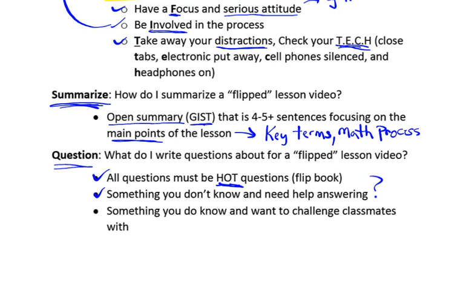All right. If you seem to have understood what was taking place in the video and you were pretty confident with it, then you're going to focus on developing a question based on something you know and want to challenge classmates with. Maybe you want to see if your classmates really understand the process for long division. So you'd phrase a question like, what are the steps for long division? How do you apply the steps for long division? How do you estimate when doing long division? So really a question to kind of present to your group for conversation.